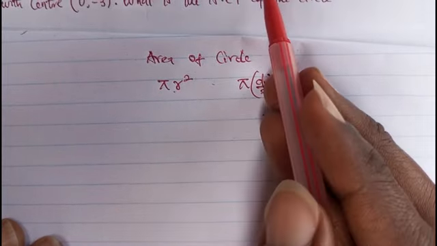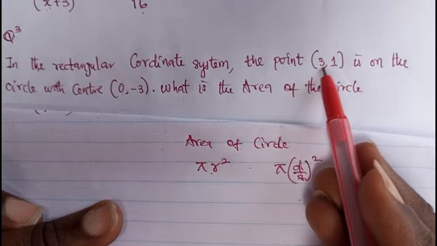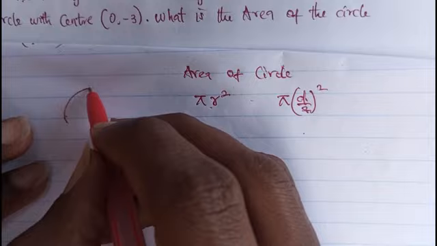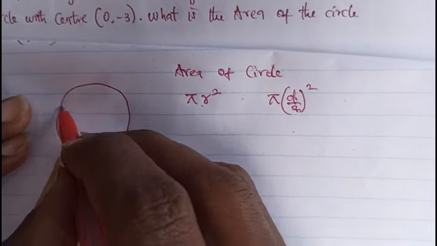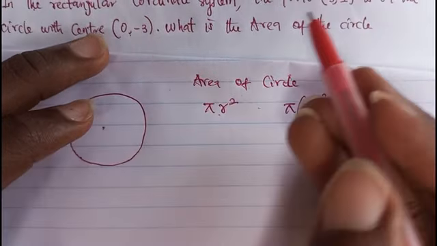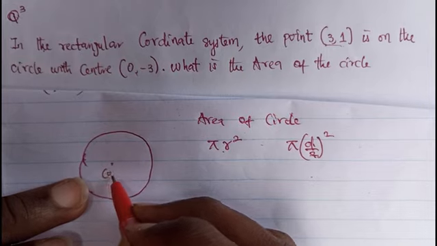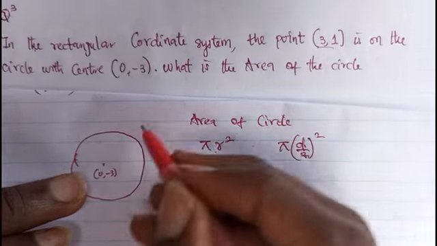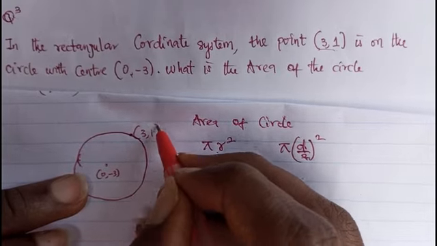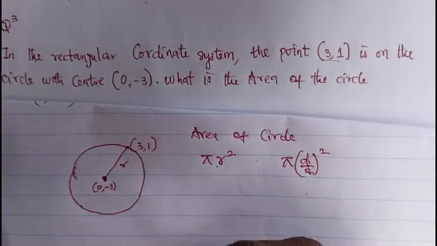Now from the question given to us, we are told that this point here is on the circle. Just to draw a sketch of this problem, you have a circle like this, and this is the center of the circle, and this point here is on the circumference of the circle. You see that the distance from the center to the circumference is the radius.